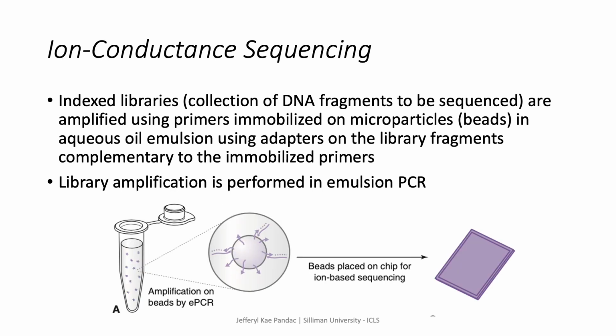In this lecture, I will be discussing the four different but related platforms or formats of NGS. The first format is ion conductance sequencing. For ion conductance sequencing, indexed libraries or collections of DNA fragments to be sequenced are amplified using primers that are immobilized on microparticles or beads in an aqueous oil emulsion using adapters on the library fragments complementary to the immobilized primers. The beads carrying the amplicons or sequence templates are placed on a solid surface such as a gene chip.